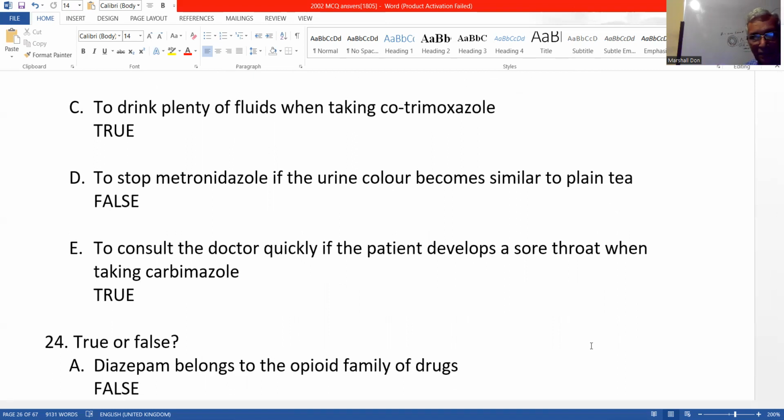To consult the doctor quickly if the patient develops a sore throat when taking carbimazole. That is true. Carbimazole suppress කරනවා bone marrow. ඒකට WBC හැදෙන්නේ නැහැ, neutrophil විශේෂයෙන්. So when there is no production of white cells, no protection to the body. So the throat is the first place where the bacteria or virus goes and settles. ඉස්සෙල්ලා sore throat එක තමයි එන්නේ infection එක. ඒතකොට sore throat එක ආව ගමන් carbimazole නවත්තන්න ඕනේ.